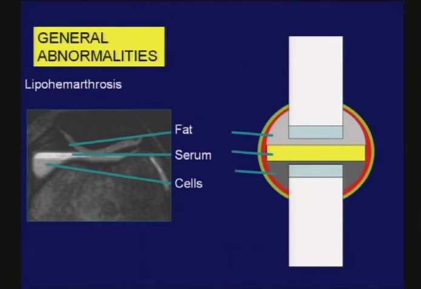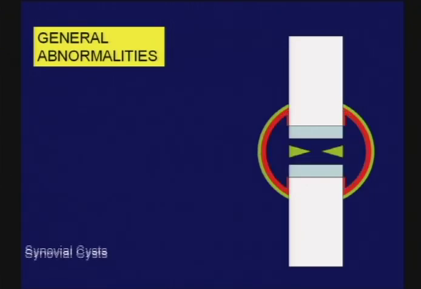In some situations, we have both fat and blood within a joint. We call this a lipohemarthrosis. And although the MR imaging appearance varies, this is one of the characteristic patterns of 3 layers and 2 fluid levels shown here. I'm going to not talk more about that now, as we'll cover the topic later today.